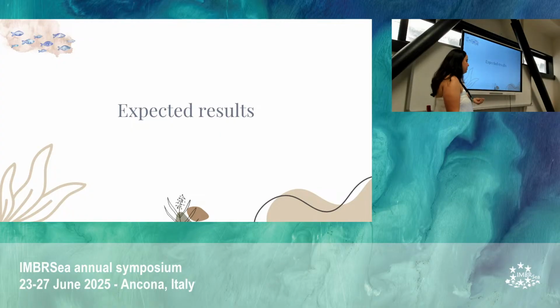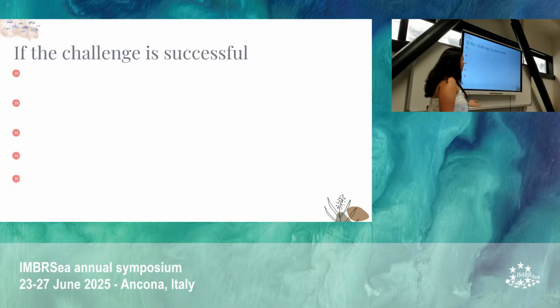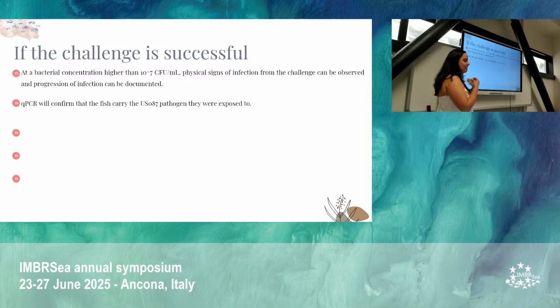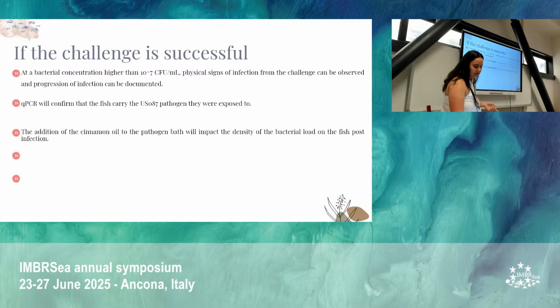And what I expect to find from this is that if the challenge is successful, I will establish a density, a bacterial concentration that can be used for an emergent challenge where you can have clinical signs of infection to document and for future research. I can confirm that it is actually my strain that was given and it wasn't conflicting things.